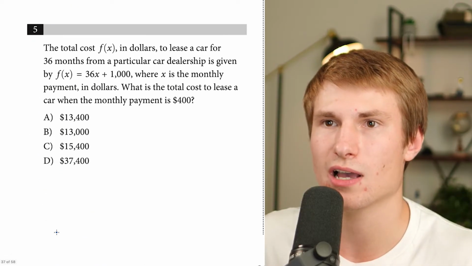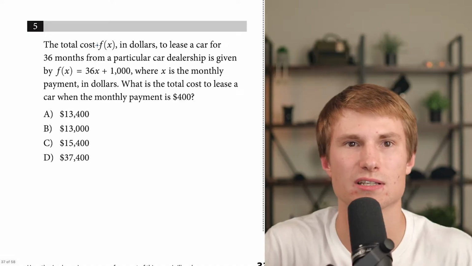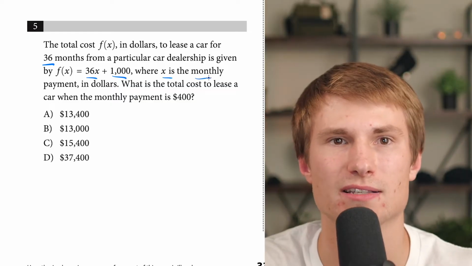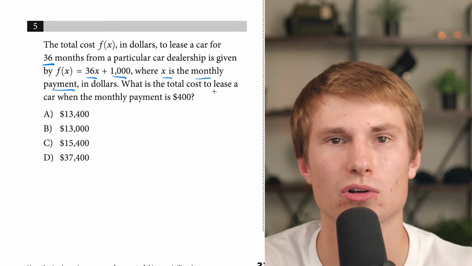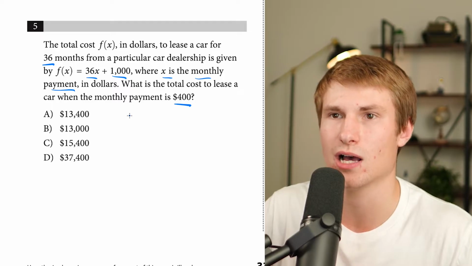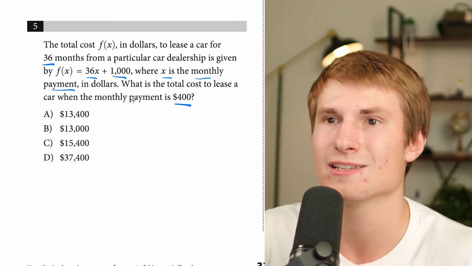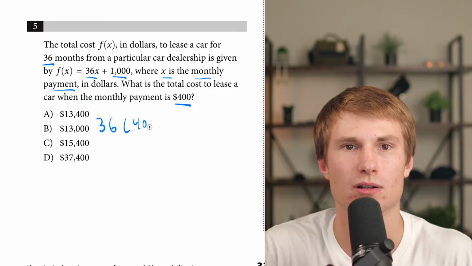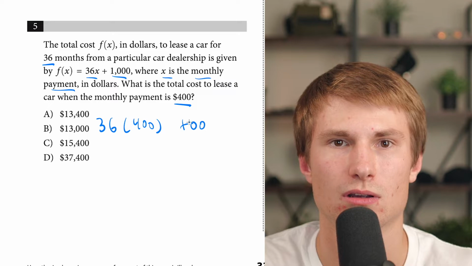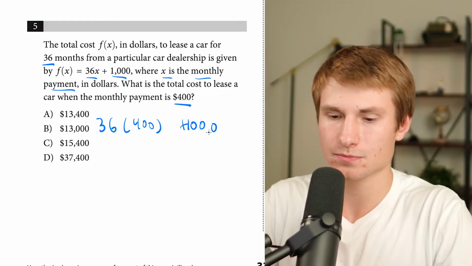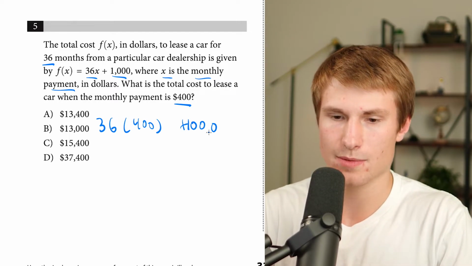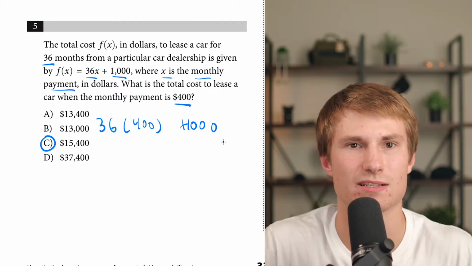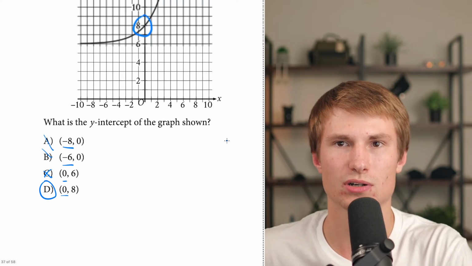The total cost, f of X in dollars, to lease a car for 36 months from a particular car dealership is given by f of X equals 36X plus 1,000, where X is the monthly payment in dollars. What is the total cost to lease a car when the monthly payment is $400? In this case, we're looking for f of 400 since we know X represents the monthly payment amount. So we would have 36 times 400 plus 1,000. We can put that in our calculator: 36 times 400 plus 1,000, and that's going to give us 15,400, which would be answer choice C. Moving on to question number 6.